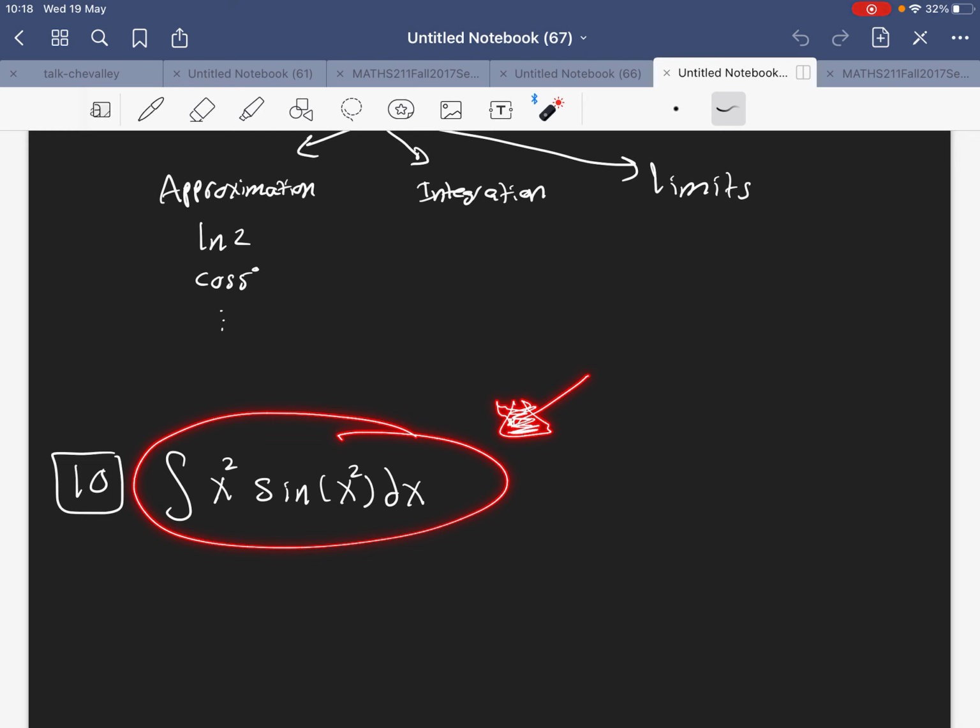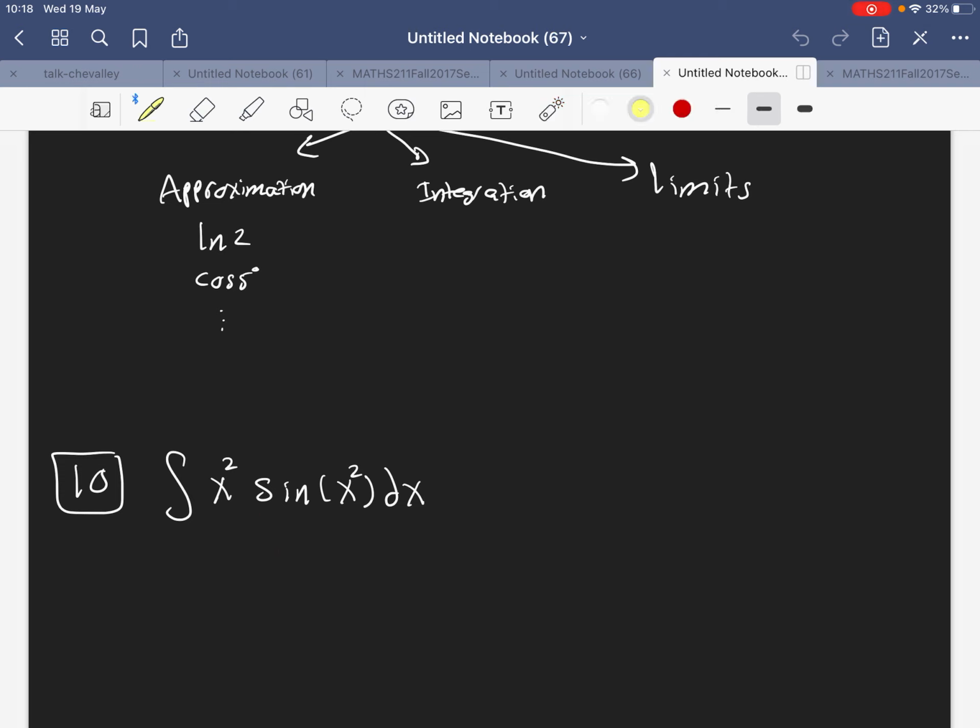And the only idea I have is to use the Maclaurin series. So I will write the series for the sine and then I will do the integration. So let's see how this will go. First of all, x squared will wait here. And here I have to write the series for the sine.